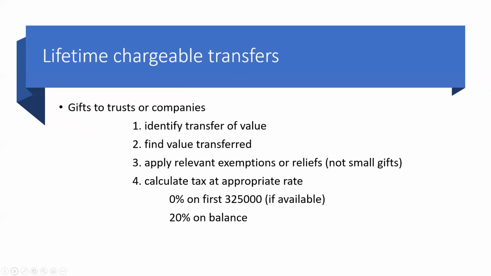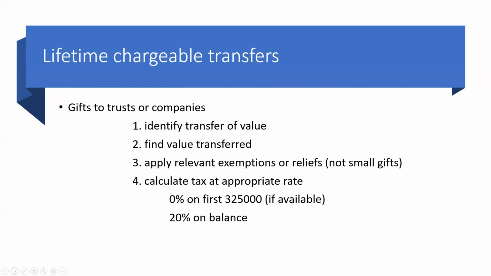With a lifetime chargeable transfer, that's when you make a gift into a trust or a company. Again, exactly the same approach that you take, that 4-stage approach: identify the transfer value, find the value transferred, apply the relevant exemptions or reliefs. The same ones are available for a lifetime chargeable transfer as for a potentially exempt transfer, apart from the small gifts exemption, which isn't available. And then you calculate tax at the appropriate rate.